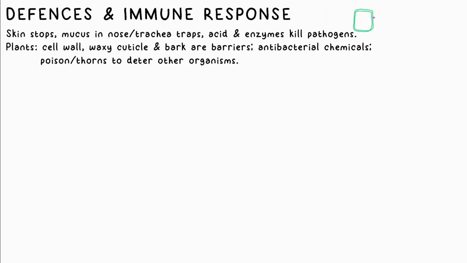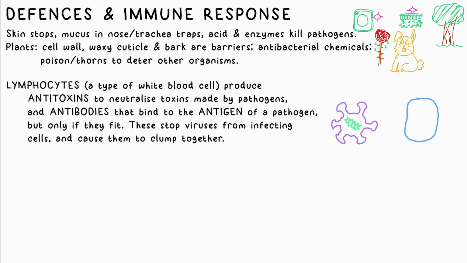Our bodies are excellent at protecting us from these pathogens though, thank goodness. Skin is the first barrier to them entering, and if they do enter your nose and trachea, they can be trapped by mucus. Acid and enzymes in your digestive system will destroy them too. If they still manage to enter the bloodstream though, white blood cells are ready to combat them. One type of these are called lymphocytes.